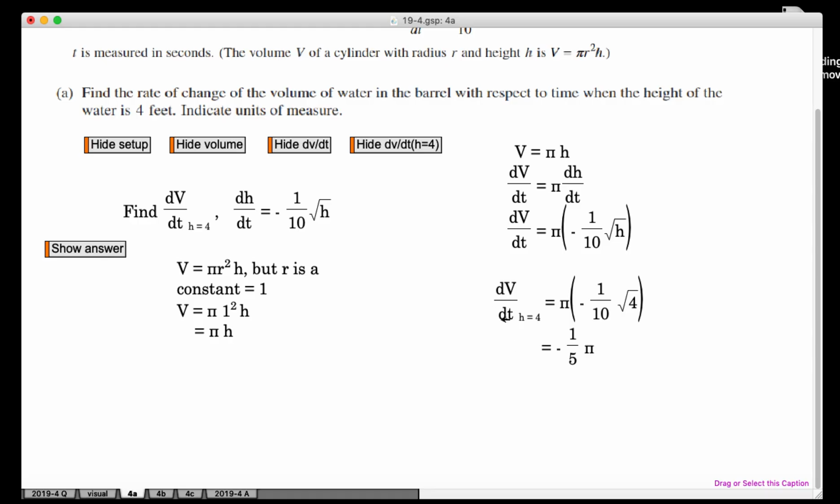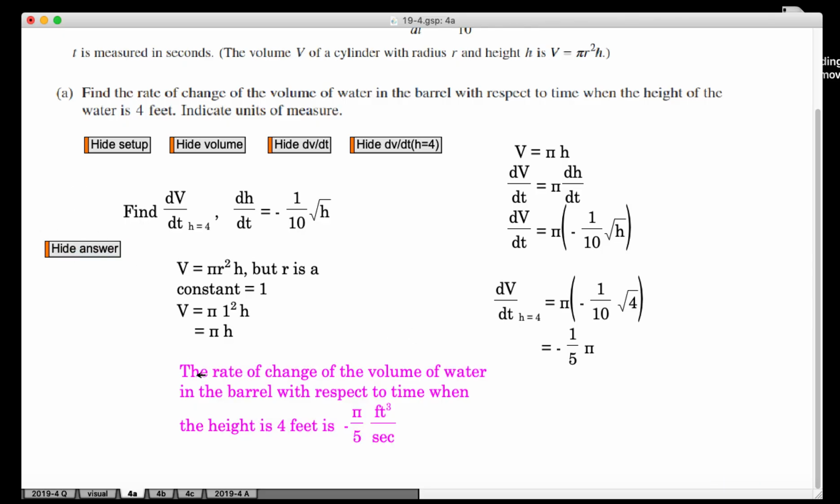Now something else, the units of measure. You can look at this, and again, you got to learn to look at units all the time. Volume would be, in this case, feet cubed. And the time in this case is seconds. So the units of this would be feet cubed per second. That's how you can find the volume. And so here's our answer.